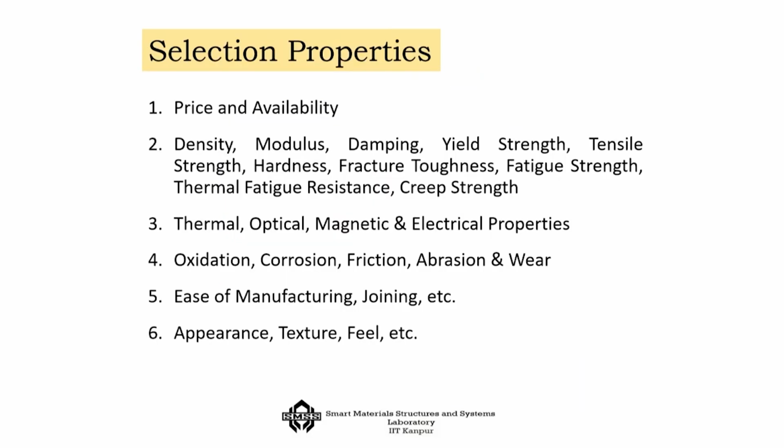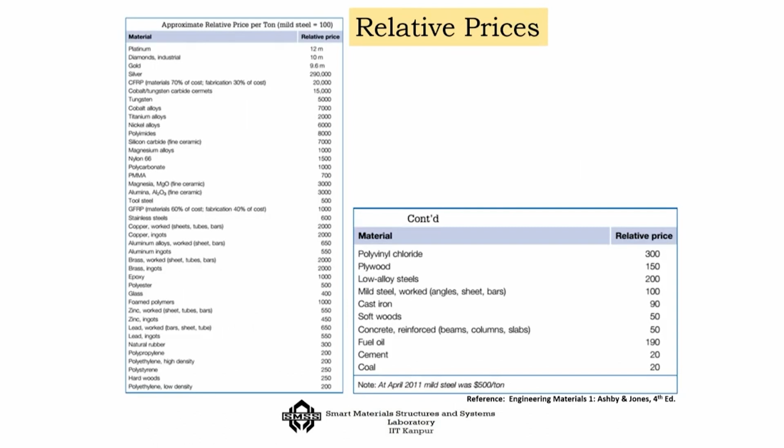Selection properties I have just now touched. Now, come to the very important part of selection properties, which is the price and availability. Price is very important, and that is why the price we have kept here in terms of relative price. Let us say if I consider approximate price of mild steel in terms of 100 units, then where are we in terms of platinum, which will be 12 million times of mild steel, or diamond 10 million, or gold 9.6 million. That means, they are so much expensive in comparison to the mild steel.